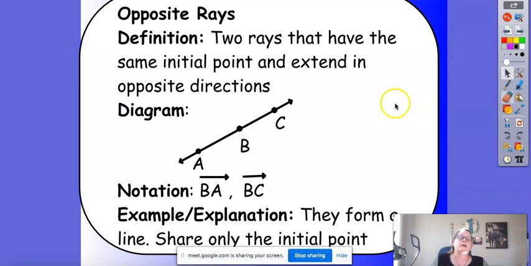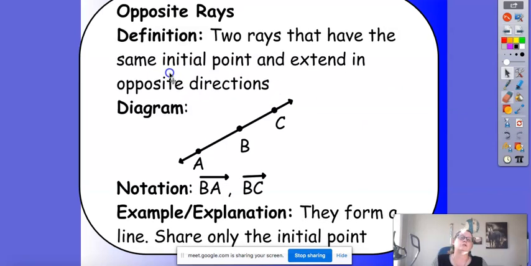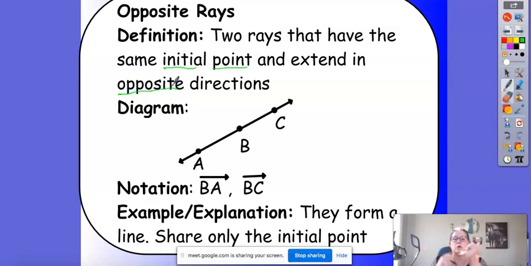Okay, opposite rays are two rays that have the same initial point. So right away when you name two opposite rays, the first thing I look at is, do they both start with the same point? And they extend in opposite directions, and they have to be directly opposite. One can't be this way and one up this way. They have to be in directly opposite directions.